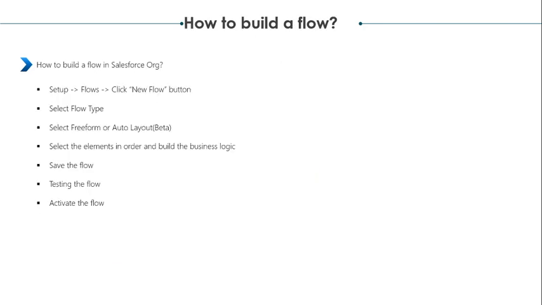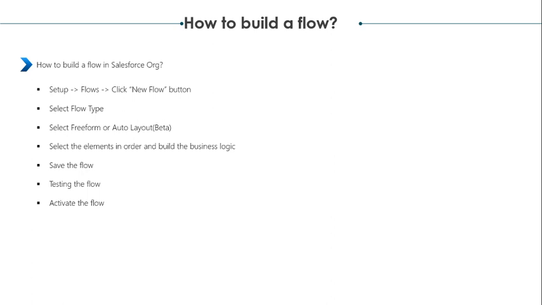Now, how to build a flow, or we can say how to create a flow. The navigation path is that you need to go to Setup, then Flows, then click the New Flow button. After clicking the New Flow button, you have to select the flow type. That means, as we discussed in the first chapter, you have to select the screen flow or auto launch flow. Third, you have to select the freeform layout or auto layout. Remember, the auto layout is in beta. Auto layout actually helps you arrange all those elements in the canvas automatically.